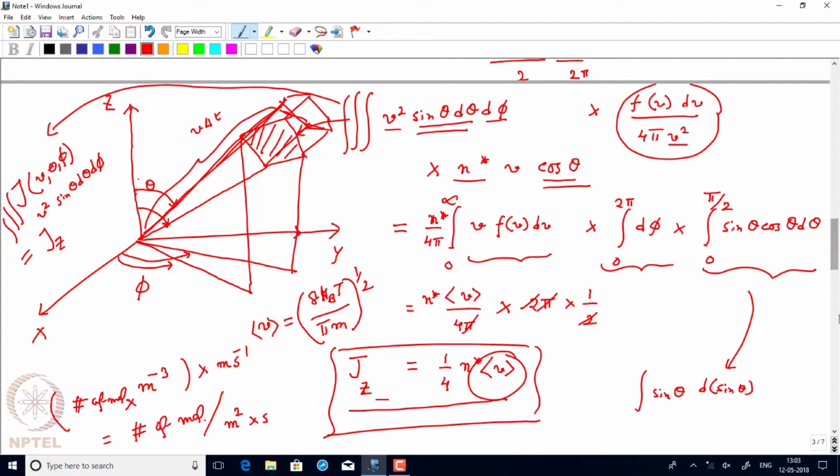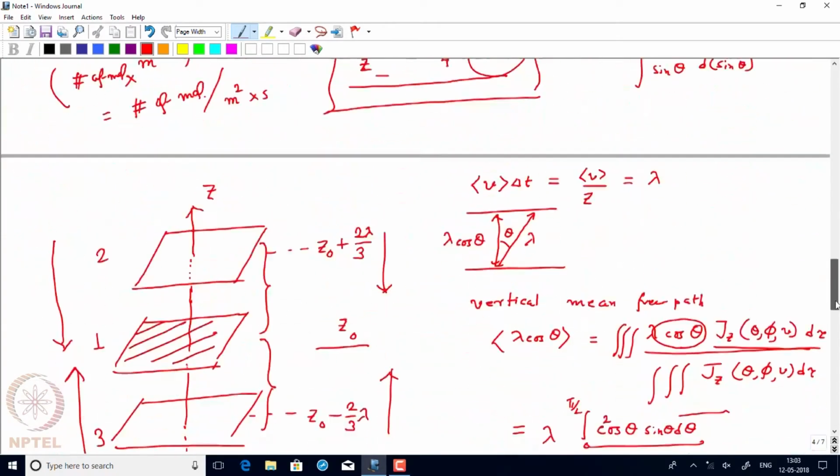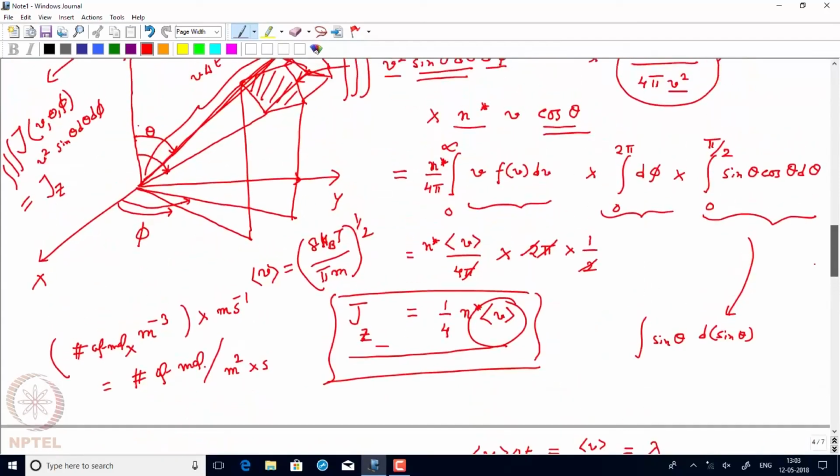And when you do that, we figure out that we get a very simple expression in terms of the average velocity, and it is nothing but 1/4 times the density times the average velocity, but this is just the number of particles or number of molecules which are moving. If we are interested in the flux of a certain quantity that is carried by the molecule, then you have to also multiply by the quantity itself, carried by each molecule.